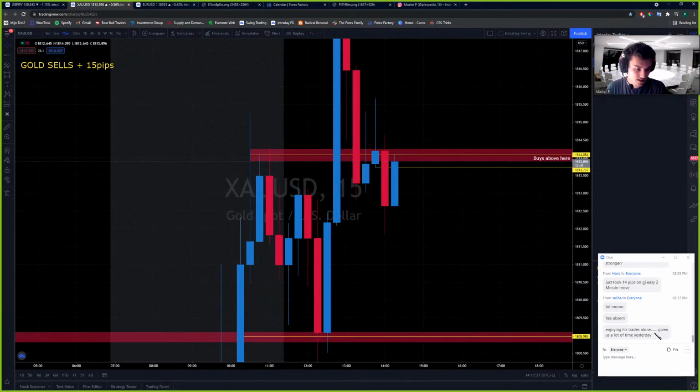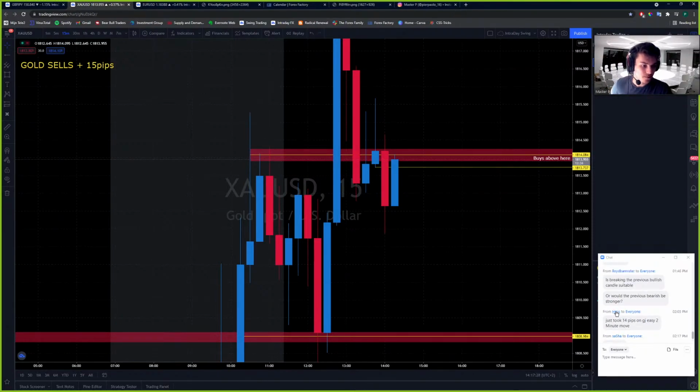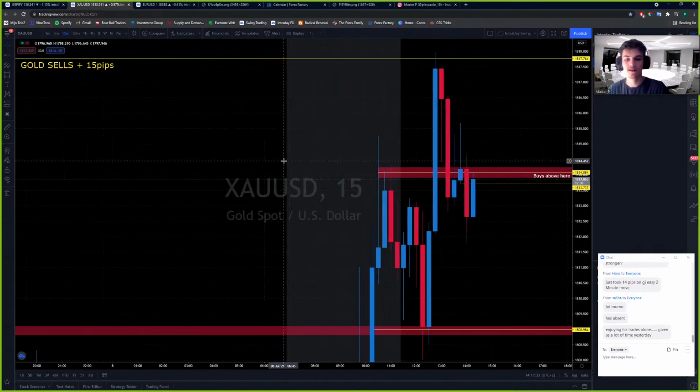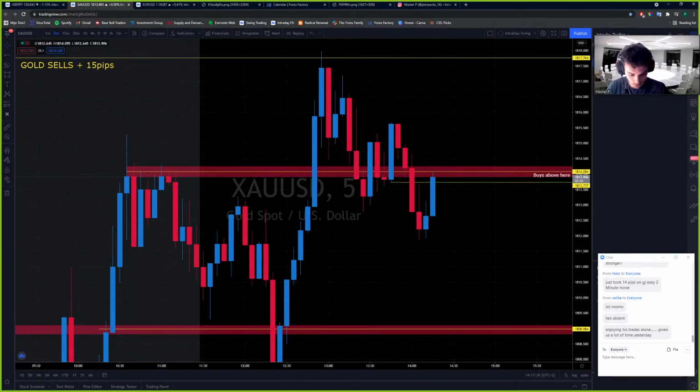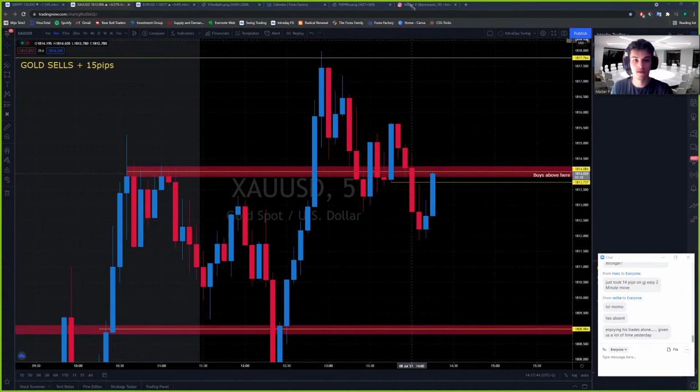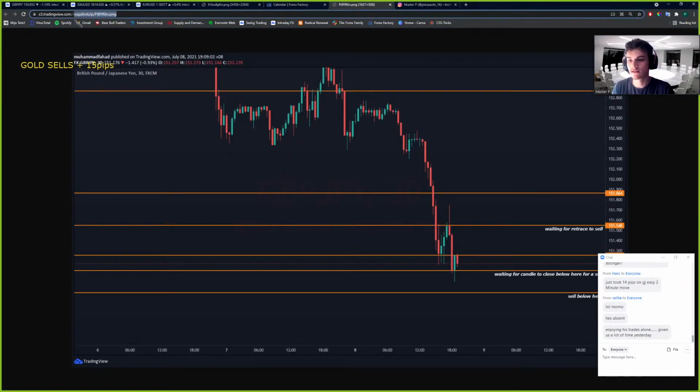Enjoying his trades alone, given us a lot of time yesterday. Lemio Momo, he's absent. What? There's some discussions going on. Let's check this chart. Let's take a look at this chart.